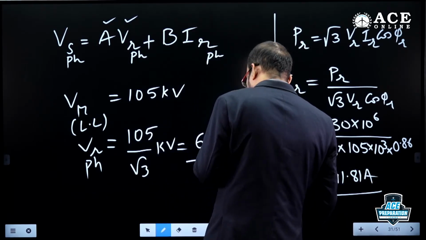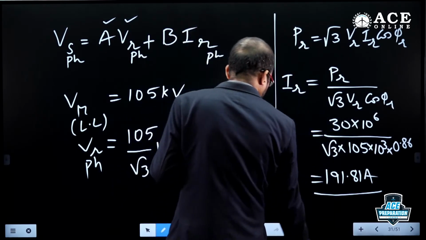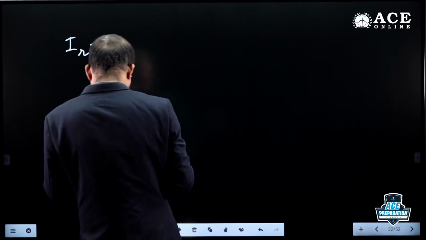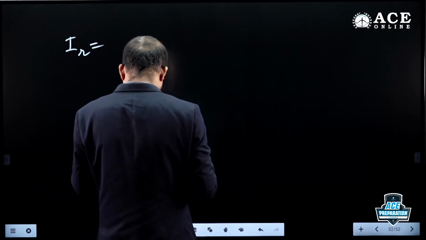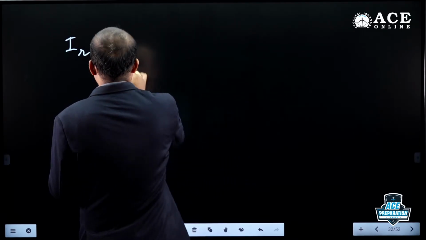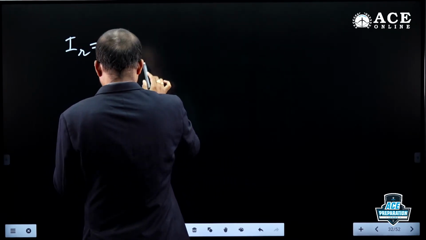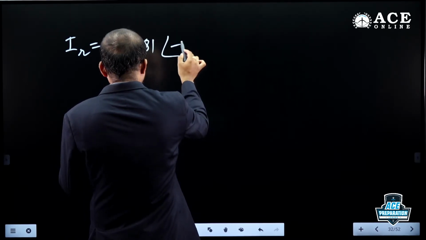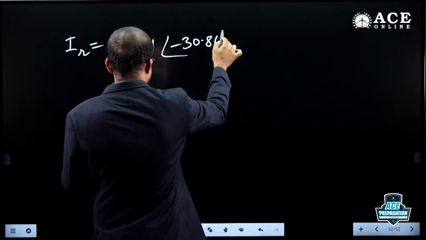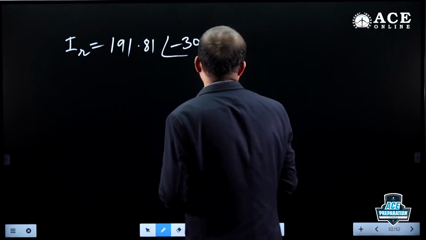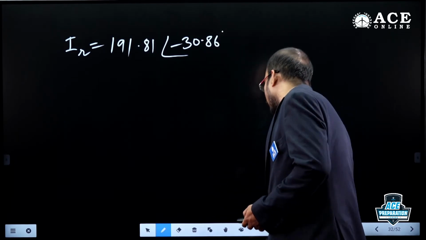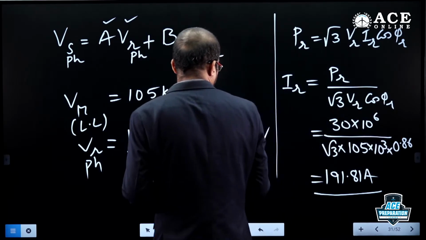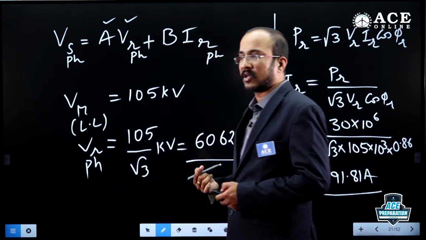But here the angle is to be included, so how can we write the value of IR? The power factor given in the question is 0.86, so the angle is 30.86 degrees. So IR is 191.81 at an angle of minus 30.86 degrees. So all values are known.